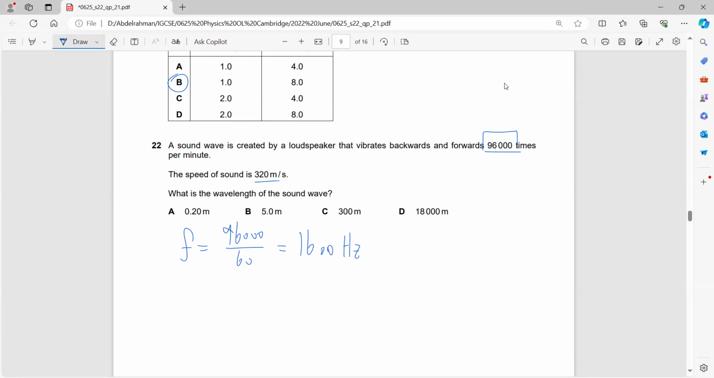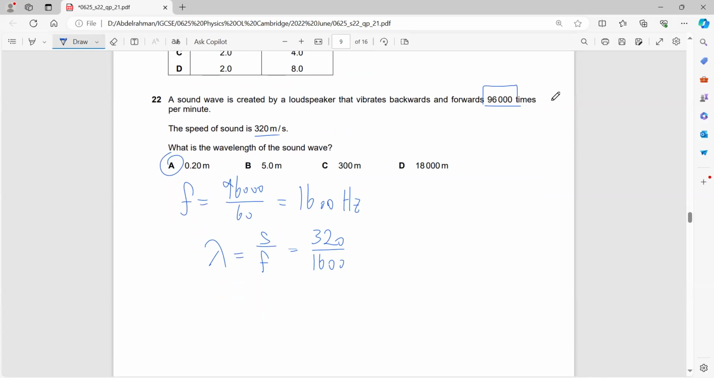Now can I find the wavelength? Wavelength equals speed over frequency, which is 320 divided by 1600. 0.2. Okay, good.